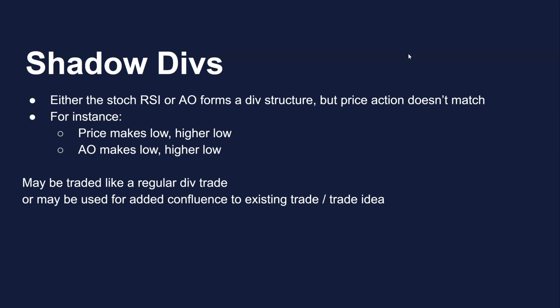lower low. So price makes a low and then a higher low, which would be bullish, and then the AO makes a low and a higher low, which would be like a bullish divergence on the AO. You can either trade these like they're a regular divergence trade, or you can just use them for information, for added confluence to existing trades or trade ideas. But they're definitely an extra piece of information the chart can be telling you, regardless of how you choose to play them.